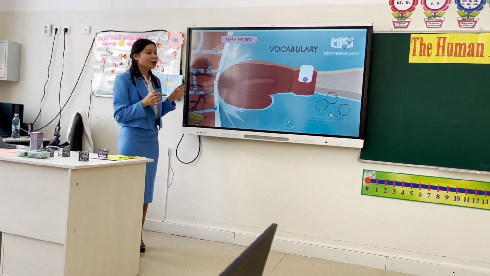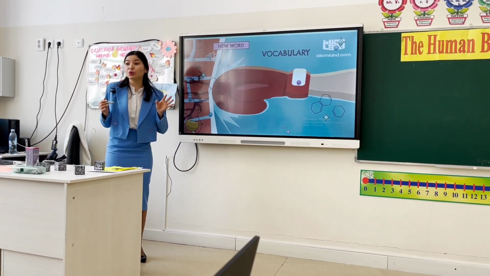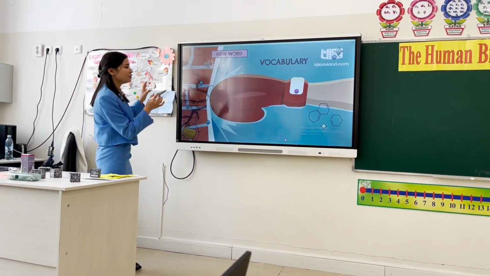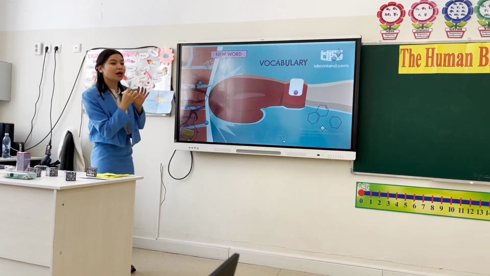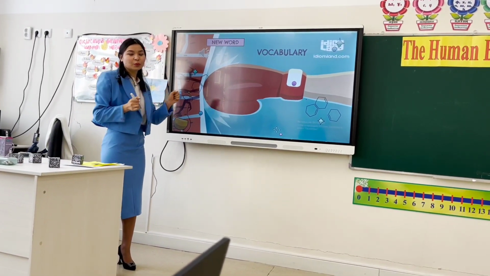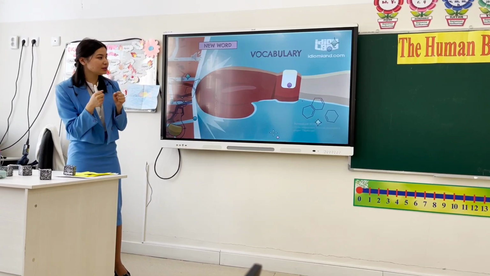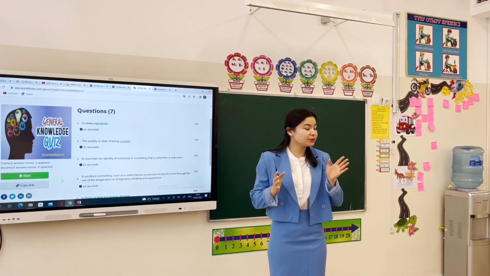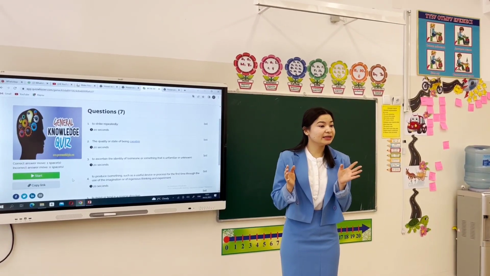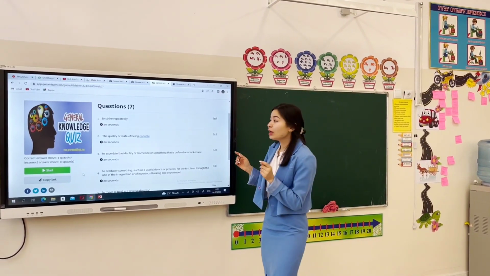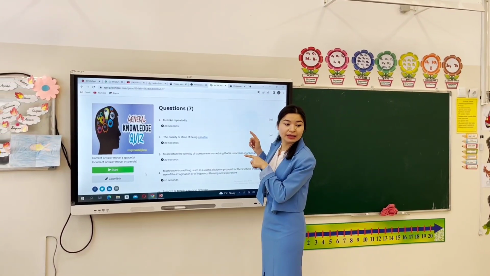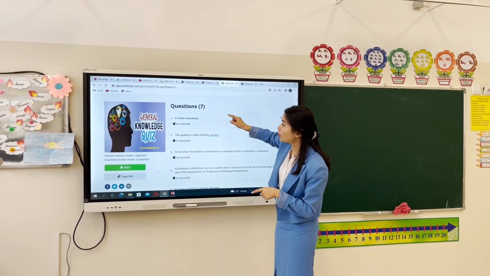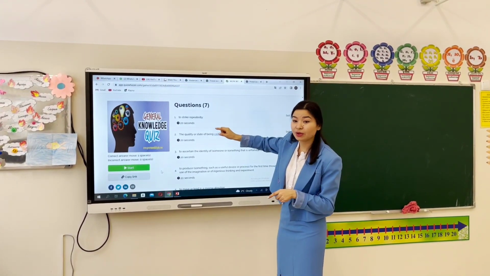Right now we are going to get acquainted with new words, guys. Look at the picture and guess the word. What is it? Students, right now you have learned all the words connected with our brain, yes? Let's check your knowledge. I just sent you a link to this game. We are going to play a game with Quiz Wizard. Okay, let's start.